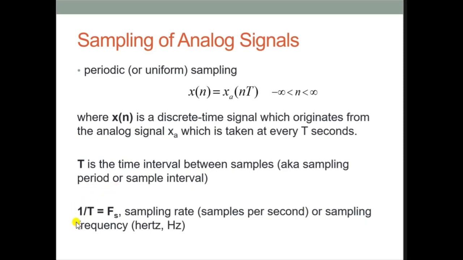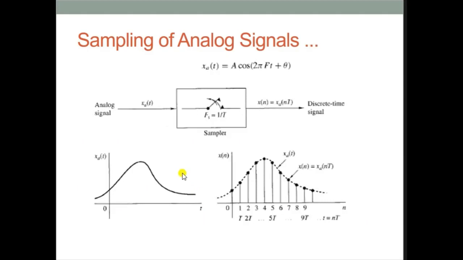And T is associated with a frequency. So F equals 1 over T. This frequency Fs is the sampling rate, or sampling frequency, with the unit of Hz. This is what we have looked into in the earlier lectures, where we see that an analog signal enters a sampler. So at every T seconds, we see that one sample is taken as the discrete time signal.